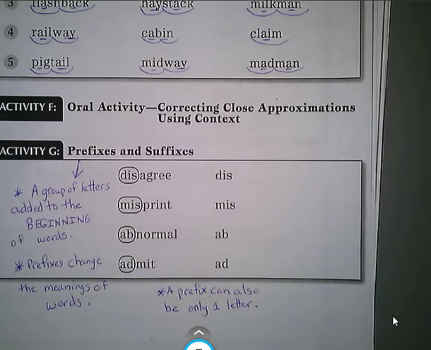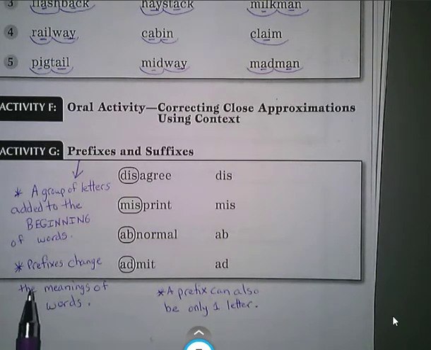Once we start to look for prefixes in words, some kids get confused because they might see an AB in the middle of a word. Well, if it's going to be the prefix, it has to be at the very beginning of the word. The only exception would be when there's two prefixes together. So there's one prefix and then another prefix right after it. So make sure you know prefix is a group of letters added to the beginning of words.